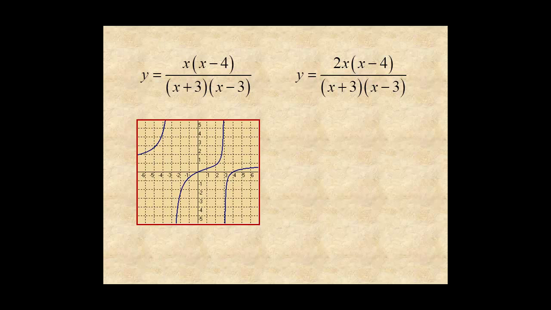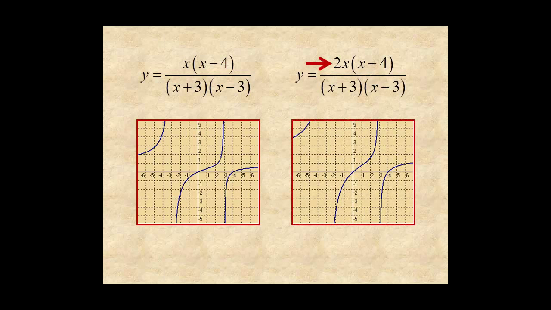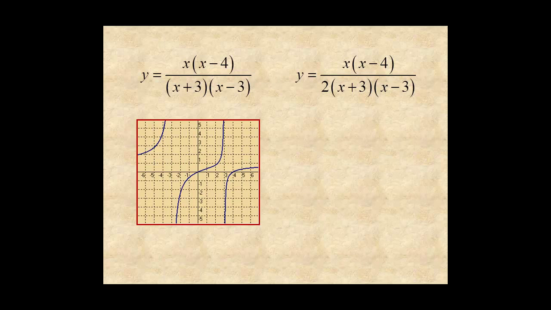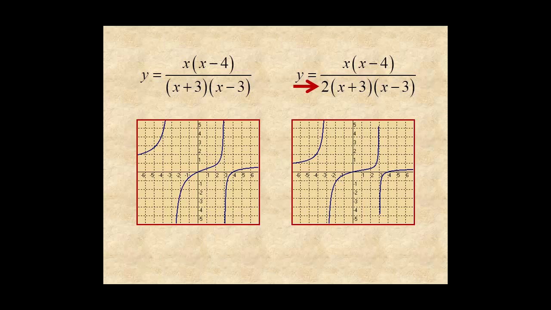If you multiply the function by 2, the graph stretches vertically. For example, notice how this branch of the function is higher, and the HA is now the horizontal line y equals 2. If you multiply the function by 1/2, the graph shrinks vertically. For example, notice how this branch of the graph is lower, and the HA is now the horizontal line y equals 1/2.